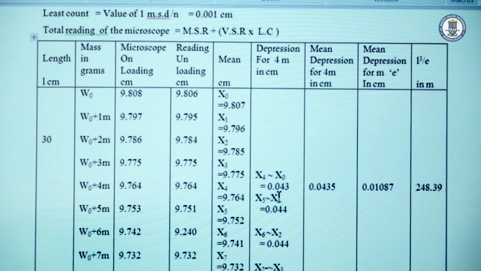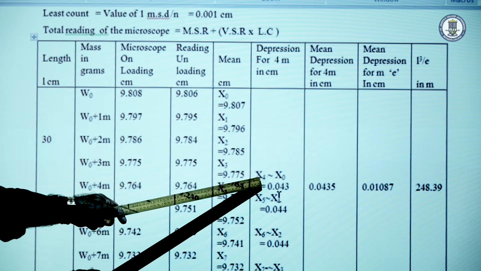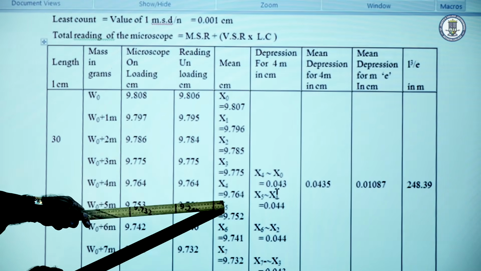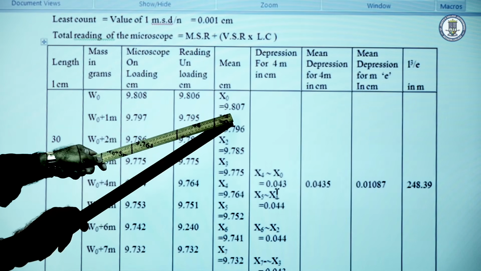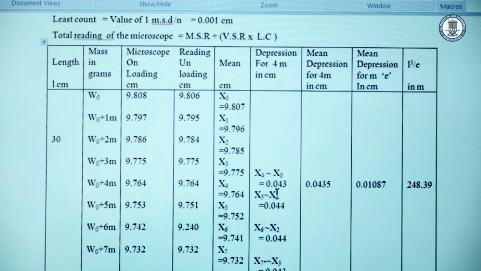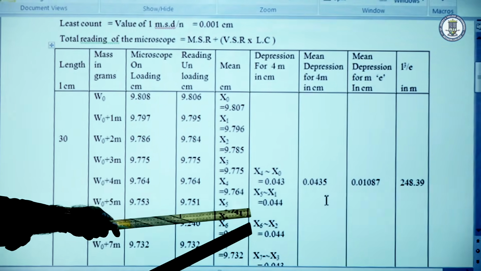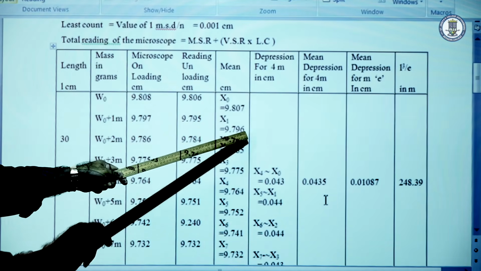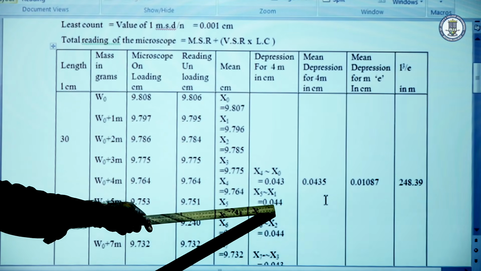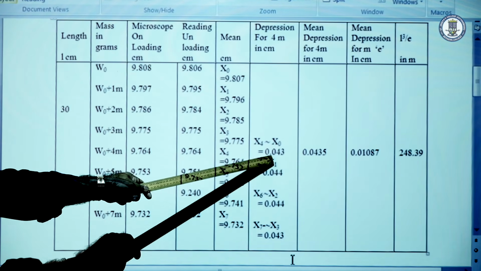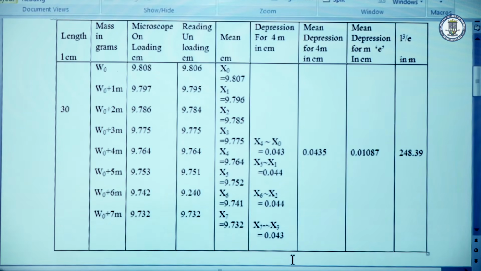x7 we obtain. Then as we mentioned, we calculated the difference of x4 and x0, that is 9.764 minus 9.807, that is 0.043. Similarly, the difference of x5 and x1, x5 is 9.752 and x1 is 9.796, the difference is 0.044. Similarly, the differences of x6 and x2 and of x7 and x3 are calculated. So, we obtain 4 values, that is the depression for 4M.